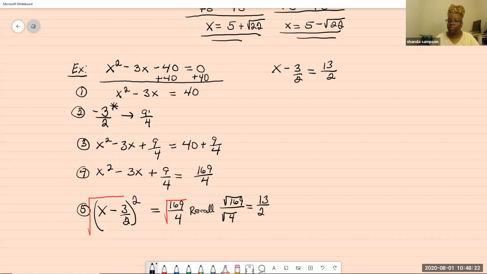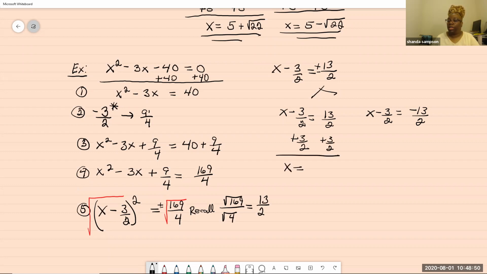And again, what did I forget? My plus or minus, right? I didn't forget it. All right, now break that up. X minus 3 over 2 is equal to 13 over 2, and then x minus 3 over 2 is equal to negative 13 over 2. All right, add 3 over 2 to both of them.